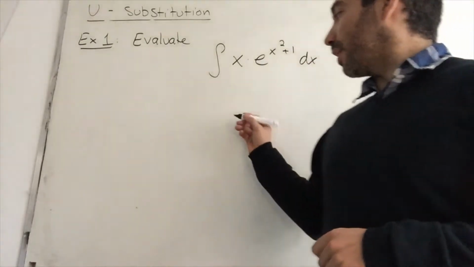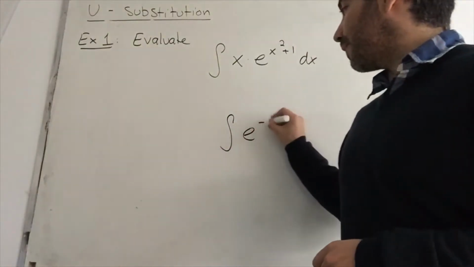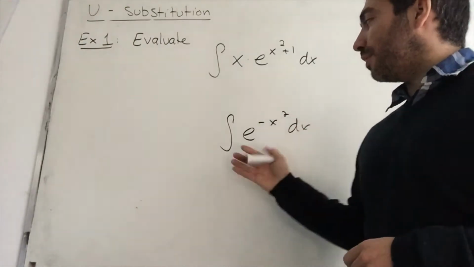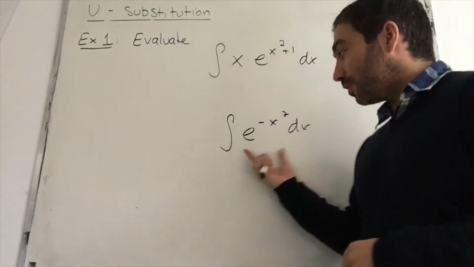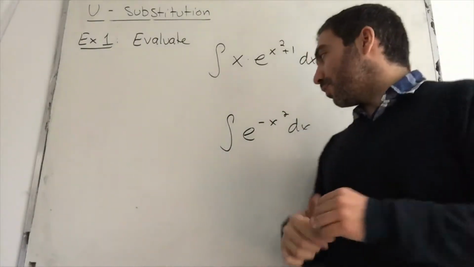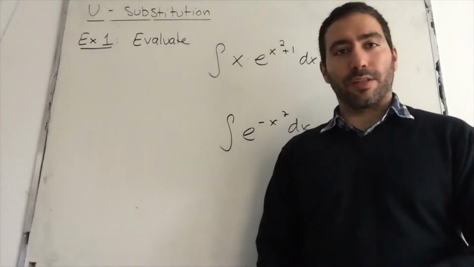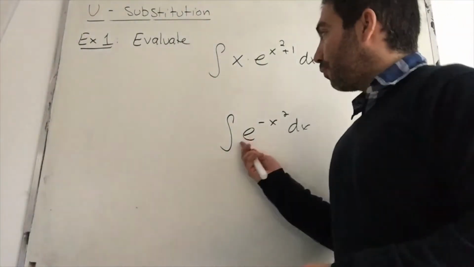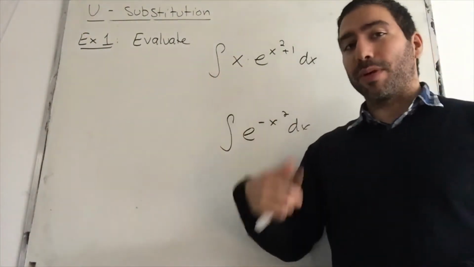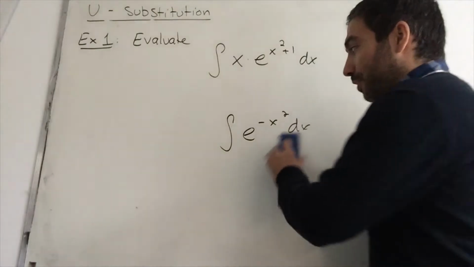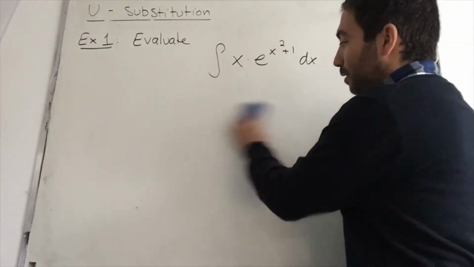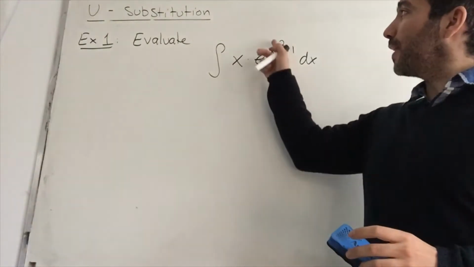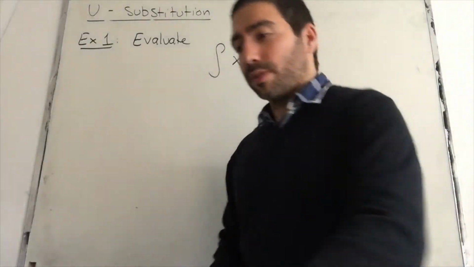This integral here, actually, if it was e to the negative x squared, we do not have the resources to solve this. Perhaps with approximation techniques or Taylor polynomials, but at the moment we can't solve something like this. Yet if we throw an x in the front, now we're able to solve it using the appropriate u substitution. In this case we don't have negative x squared, we have positive x squared plus 1. How do we solve this?